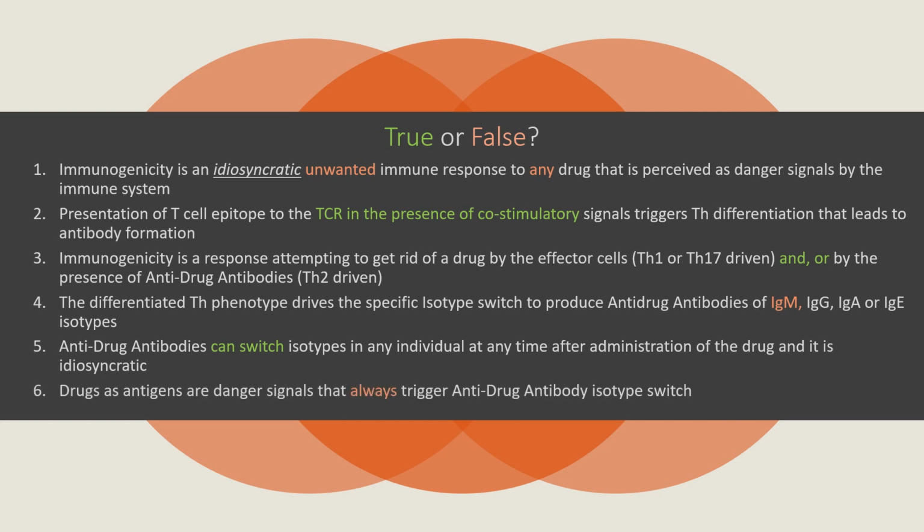Drugs as antigens are danger signals that always trigger antidrug antibody isotype switch. This is not true. As danger signals, immunogenicity to a drug can actually happen in the absence of antidrug antibodies, and it can happen in the absence of antidrug antibody isotype switch. So this is false because of those two statements.